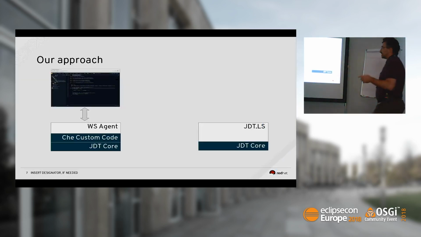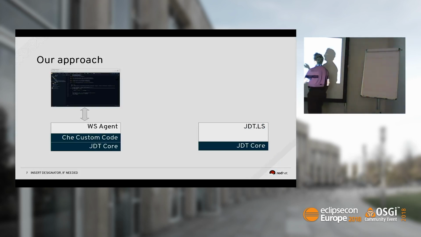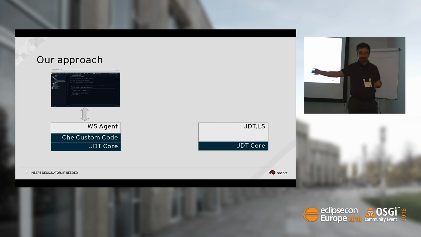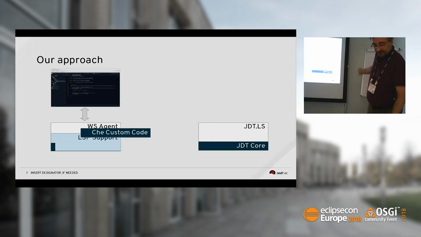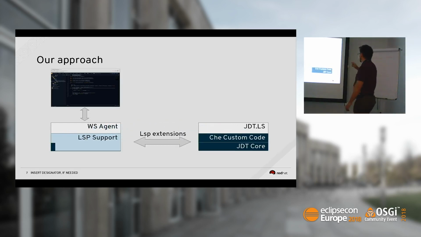So in Che, we had all that. This is kind of old-style Che. We have the IDE, and we have a part called the Workspace Agent, which runs on the backend and is actually the backend of the IDE. There's a JDT core instance from Eclipse JDT core, and custom code that implemented all those extra features that go beyond LSP. Our approach was to lift that code, mostly unchanged if possible, and move it over to the JDT LS instance, which also has JDT core, so that's convenient. We should be able to reuse most of the code.